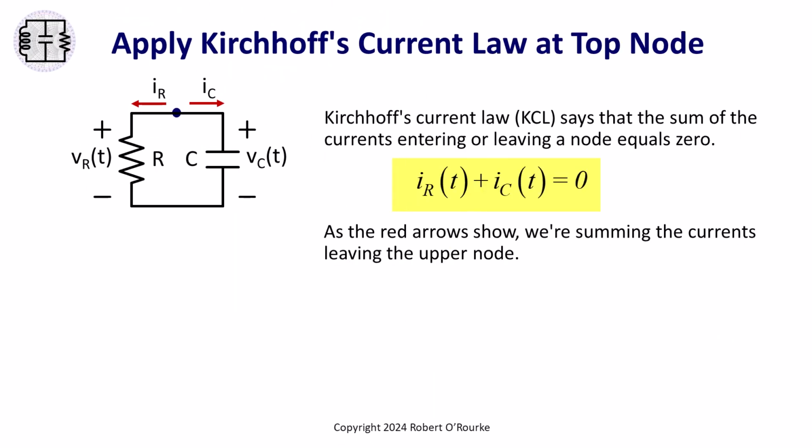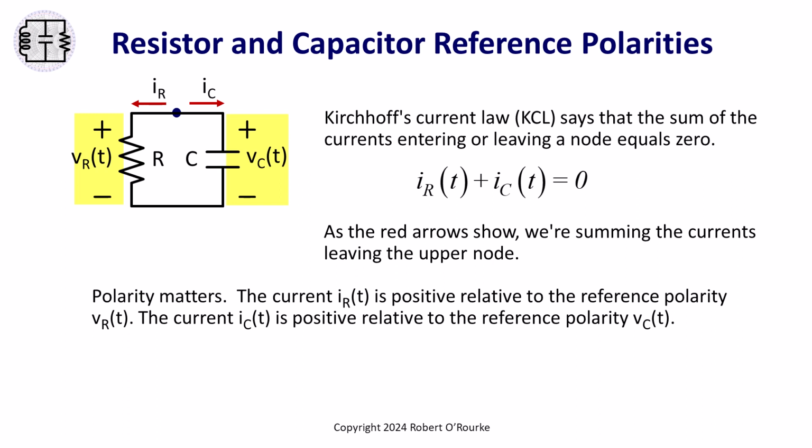Starting the detailed natural response derivation steps, apply Kirchhoff's current law to the top node, summing the currents leaving that node. The red arrows indicate current moving out of that node. There is only one voltage in the circuit. The two marked voltages indicate reference polarities for the two circuit elements, the resistor and capacitor. The two currents are each positive relative to their voltage reference polarity. The currents are opposite one another.